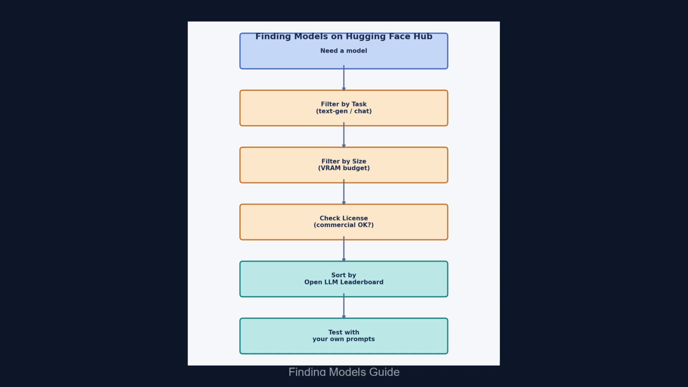After that, check the license. Confirm commercial use is permitted if that applies to your project. Sort by performance using the Open LLM leaderboard to compare candidates on standardized benchmarks. Finally, test your top candidates with your own prompts before committing. Benchmark scores tell you how a model performs on academic tasks. Your prompts tell you how it performs on your tasks. Both signals matter, but your prompts are the tiebreaker.